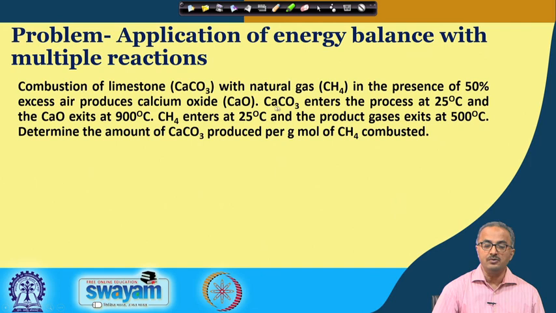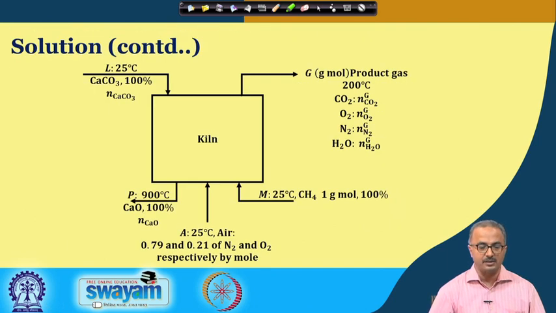oxide, that is CaO. Calcium carbonate enters the process at 25 degrees centigrade and calcium oxide exits at 900 degrees centigrade. Methane enters at 25 degrees centigrade and the product gases exit at 500 degrees centigrade. So we have to determine the amount of calcium carbonate produced per gram mole of methane combusted. With this problem statement, now we show you schematically how this looks.